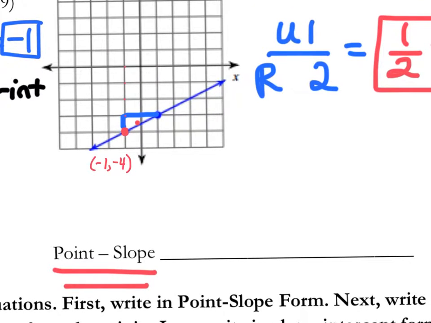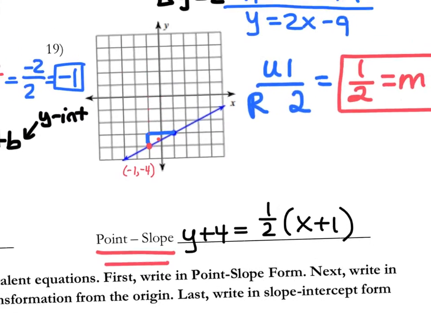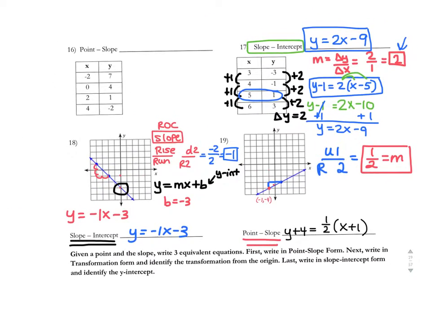I'm just going to plug into point slope form. So that's y minus my y value, minus negative 4 is going to be plus, equals my slope, times x plus 1. There's point slope form. Now there's an infinite amount of answers for this one. So if you use a different point, yours might look a little different. That's okay. And there's our first couple examples, and we're going to move on.